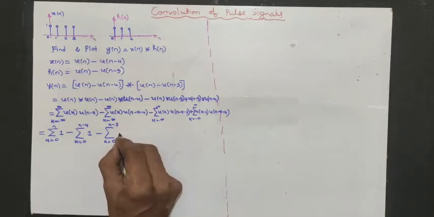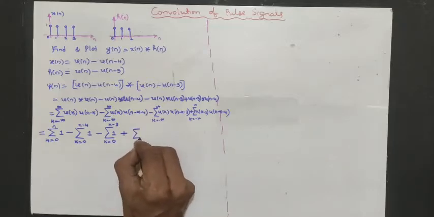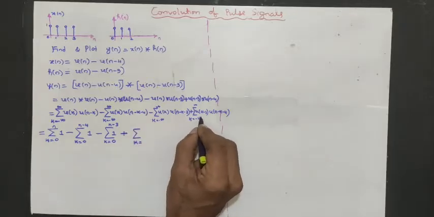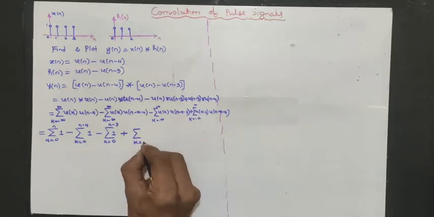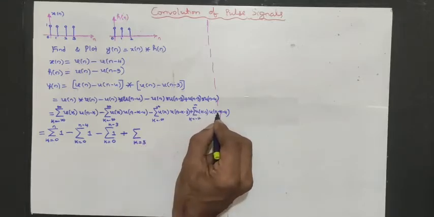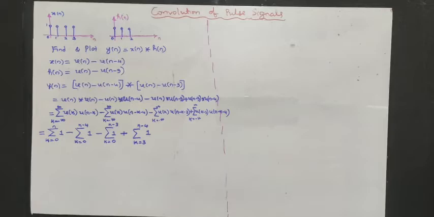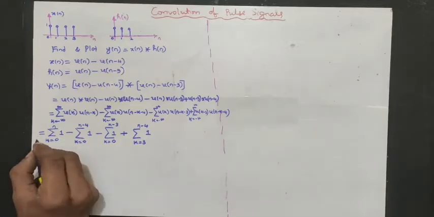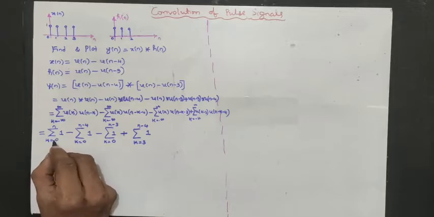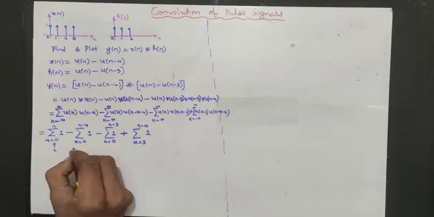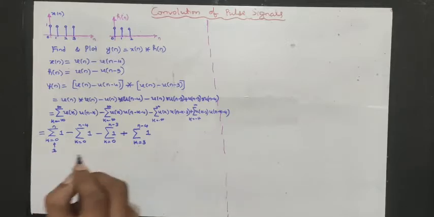Now plus the summation of 1, where u(k-3) is there, so the starting point is k equal to 3, ending point is n-4. Summation of 1. Yes, I got 4 terms here. Now you have to identify which terms come first in the output. The output consists of 4 parts: first, second, third, fourth, like this.